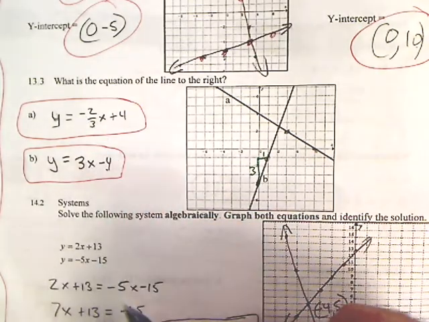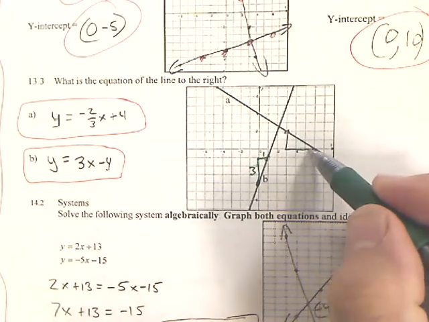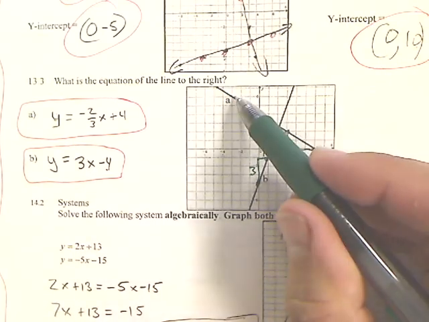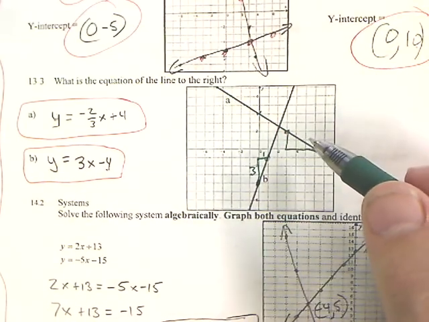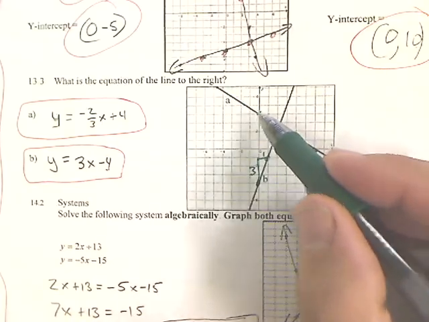That was the number one mistake I saw. It goes down 2 over 3. Doesn't matter which 2 points I pick, it goes down 2 over 3. Or I could go down 4 over 6, but that reduces to 2 over 3. And the y-intercept's at 0, 4.